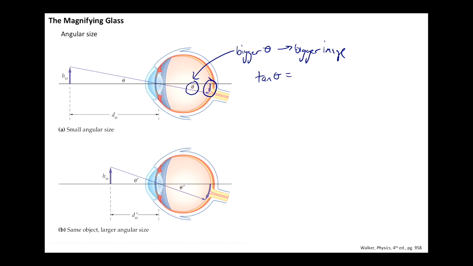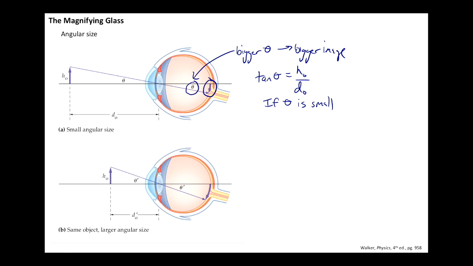There we go. Looks a whole lot like HO over DO, so the height of the object over the object distance away from the eye. We can simplify this a little bit, and we can say that if theta is relatively small, and inevitably when I say if it's small, someone asks, well, how small is small? The answer is small enough such that this is true.